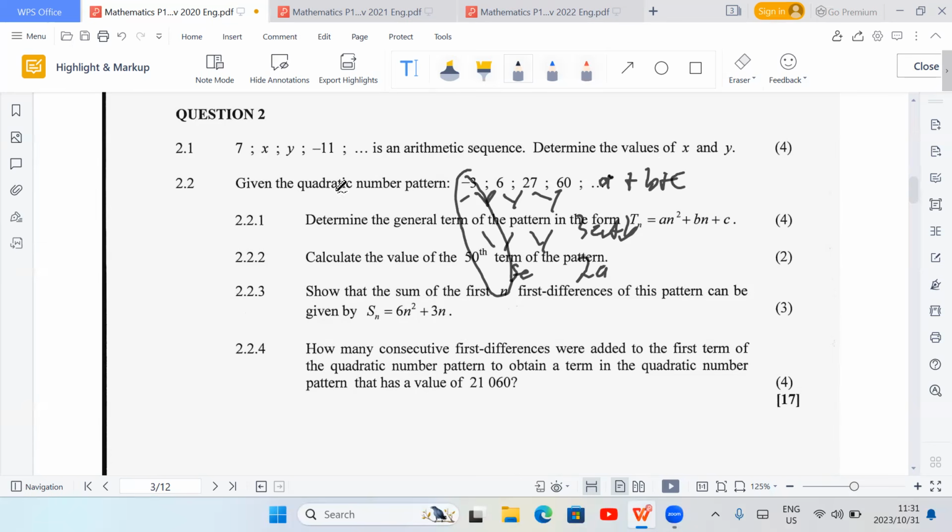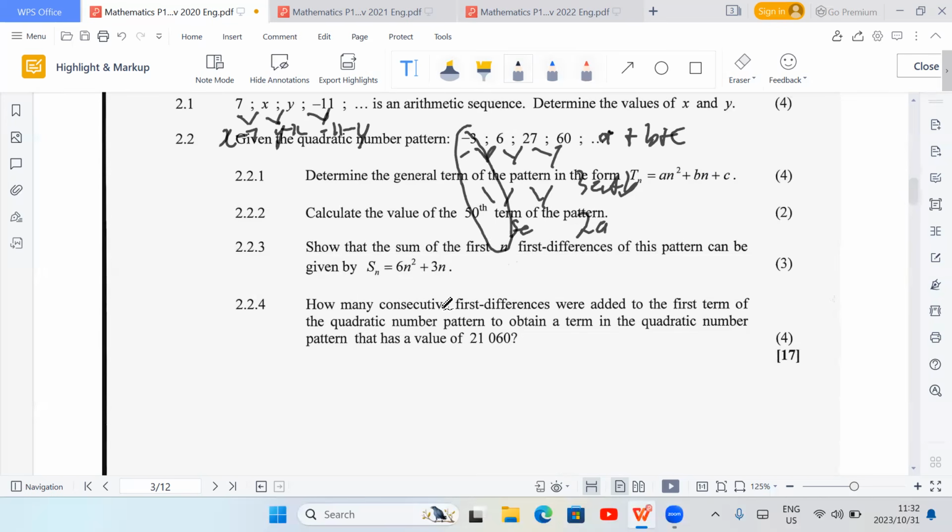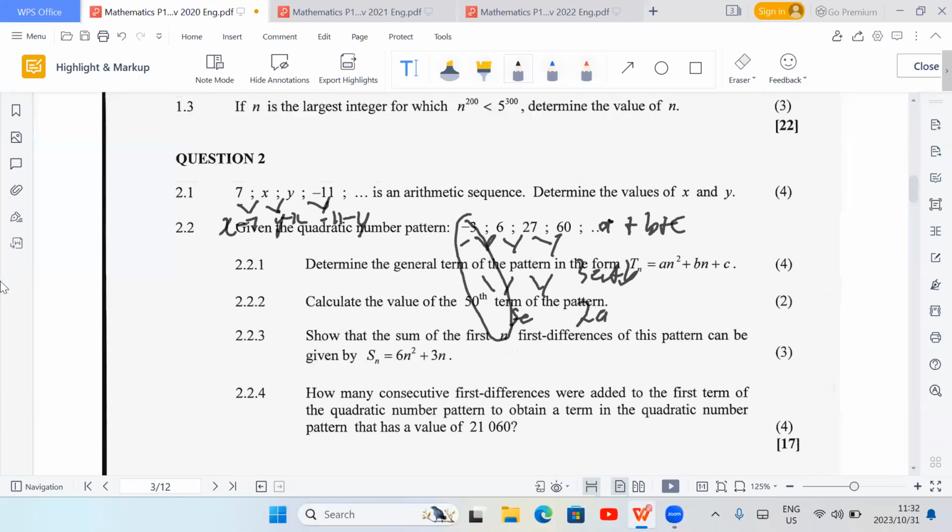And then also with your arithmetic, if they give you this, you know that you have to find your difference here by taking the second term minus the first term, take the third term minus the second term, like that. So it's always the one that is forward minus the one that is at the back. So x minus 7, and then y minus x, and then negative 11 minus y. But then since we know that this gives you the common difference, we know that you can equate them to find your values there, right? So that's it with your question 2.